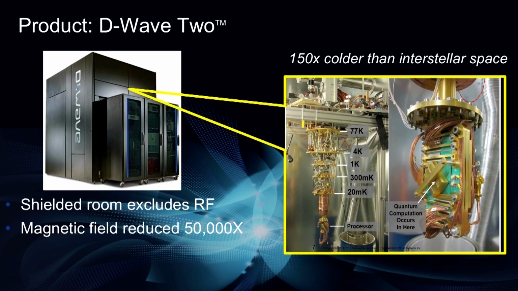Then that goes into a big Faraday cage, that big box on the outside. It's not because all the computing elements are that big, but for early generations, we fit 4 physicists inside there to play with it as necessary. And it's 150 times colder than interstellar space, with the magnetic field shielded 50,000 times less than the Earth's field, and excludes all radio frequencies and electromagnetic radiation from the big black box.